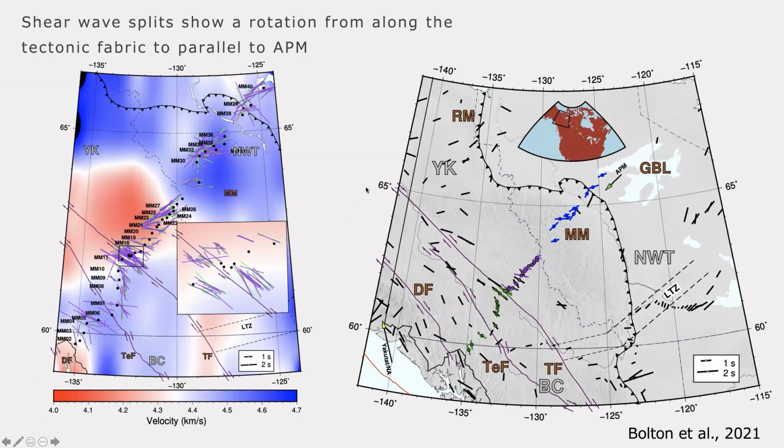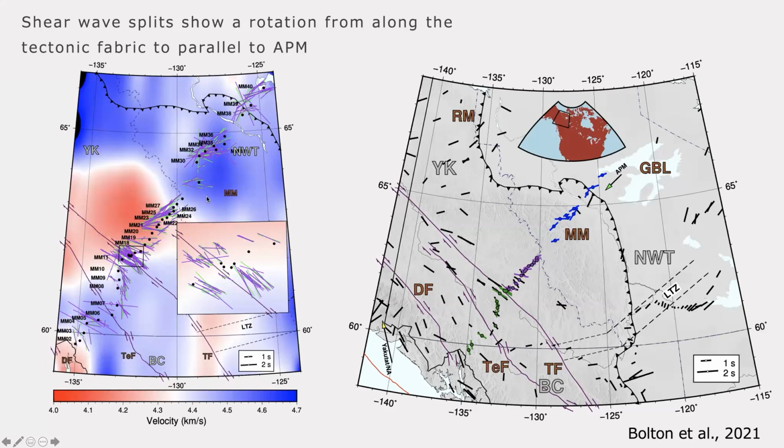Now we can look into the mantle by looking at shear wave splits. The leftmost figure shows shear wave splits projected to 100 kilometers depth. The purple and green lines show two different methods of doing the shear wave splits, Silver and Chan and Menke and Levin. And what we see is basically a rotation from oriented with the tectonic fabric and the strike of the major faults, then a rotation, and then roughly absolute plate motion in the Northwest Territories in the Mackenzie Mountains.